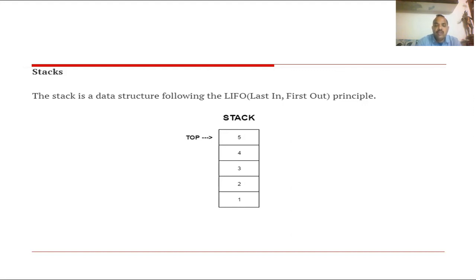Clear? Then I explained in our classroom. Take our hand, then insert bangles one by one. At the same time, we want to remove bangles from our hand. Then the last inserted element is the first removable element. The first inserted element is the last removable element. Why? Because here only one end is there, our hand. How many hands are there? Only one end. Clear? That is called the top end.